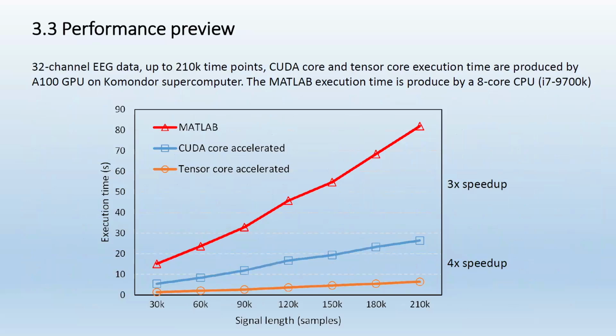And then we decompose the 32-channel EEG data up to 200K samples, and show the CUDA core and tensor core execution times produced by an A100 GPU on the Kumamoto supercomputer. Also, we used the MATLAB execution time as a reference. We can see from the MATLAB implementation to the CUDA core version, we can roughly get a 3x speedup, and from the CUDA core version to the tensor core version, we can get an extra 4x speedup. So basically, we are standing on the shoulders of giants.